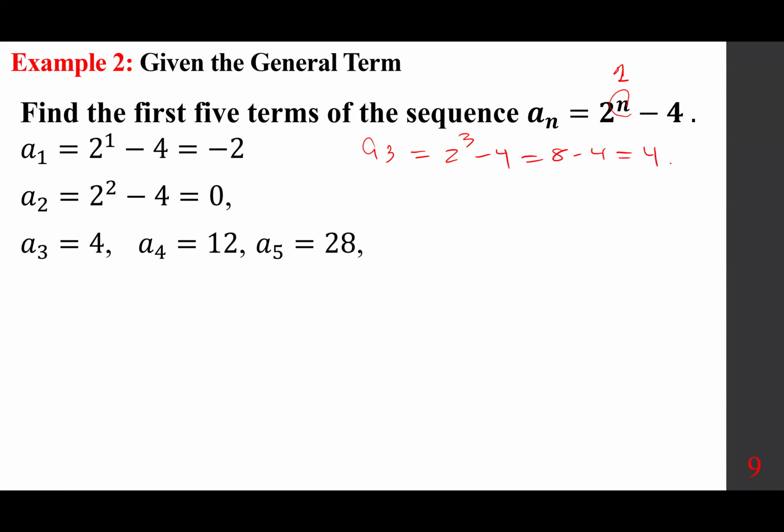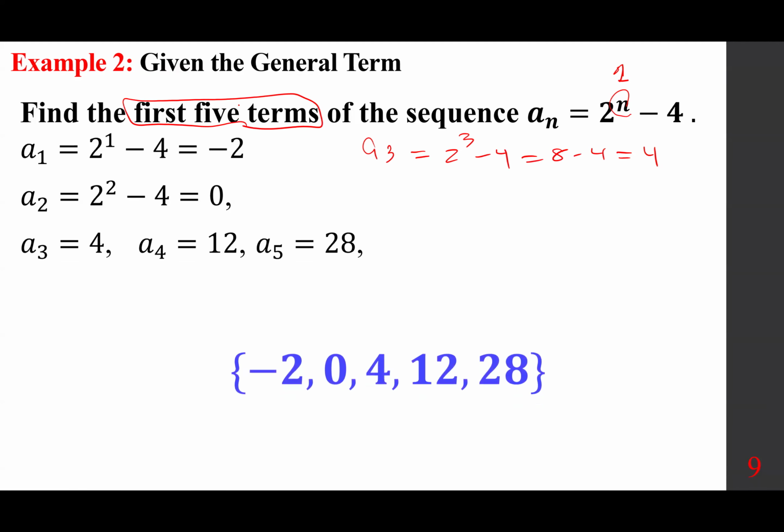Since we want the first 5 terms, we are going to write the first 5 terms: -2, 0, 4, 12, 28. For a case like this, as long as you can show work for the first, even the second one, that's good enough. But you really have to show work for at least 2 of them to be on the safe side. And I like to do a little bit more, like 3.